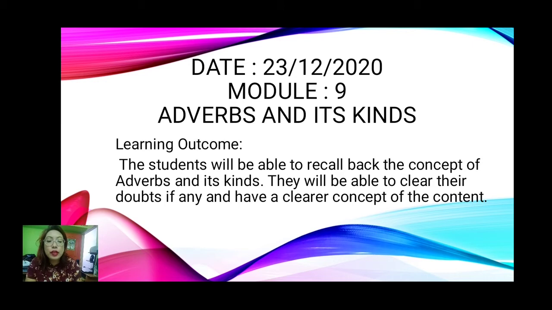In today's class, you'll be able to recall the concept of adverbs and all its different kinds, and you will have a clear concept. And if you have any doubts regarding the topic, you'll be able to clarify it. All right, students, so let's get started.